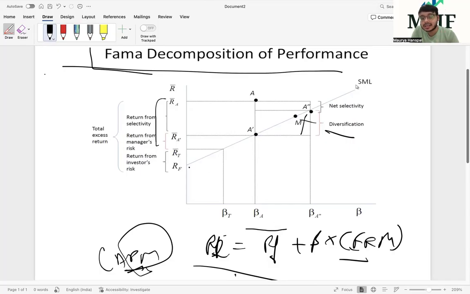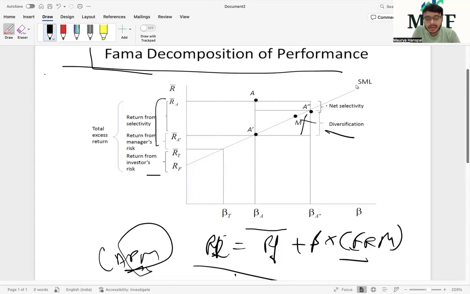And this line that you see, this linear straight line, is the SML line, security market line. A security market line is the graphical representation of the CAPM model. I'll repeat my point. This SML line you see, or the security market line, is a graphical representation of the CAPM model. Okay. Now, it says the return from investors' risk, the first parameter.